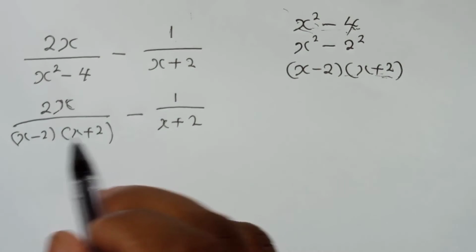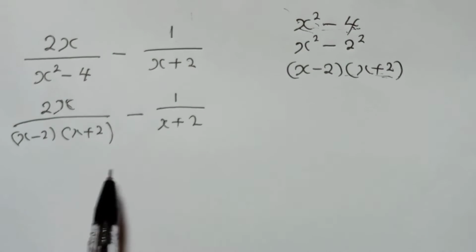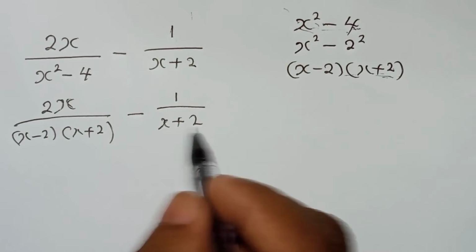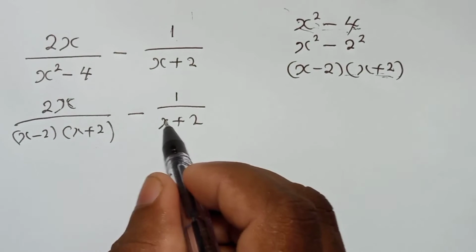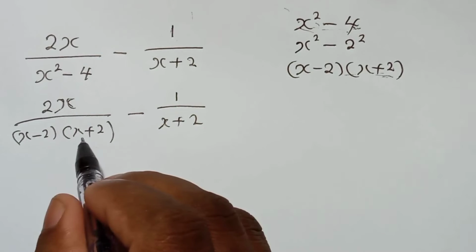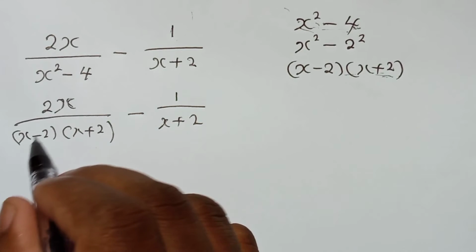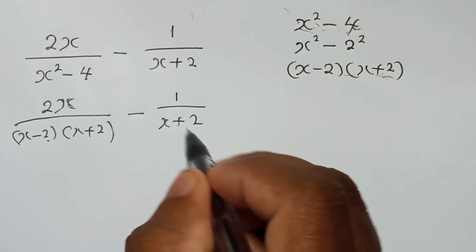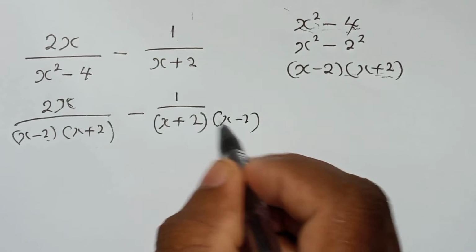Now you will feel we need to make the same denominator. When you have a fraction, algebraic or numerical, it doesn't matter, you need to make the same denominator, or get the LCM, as we normally call it. So here we have x plus 2, and we need x minus 2 here too. Then this denominator and this denominator will be equal. So I will put x minus 2 here, by which I multiply.